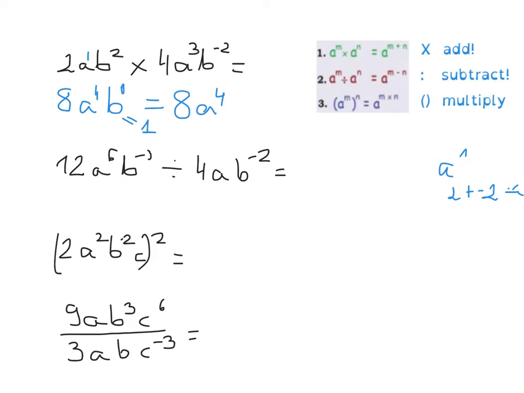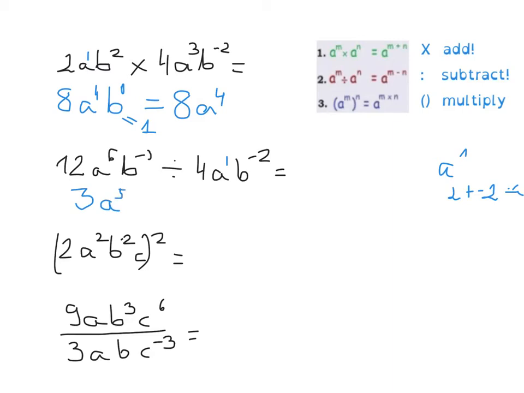If we look at the next question, we have 12a to the power of 6, b to the power of minus 3, divided by 4a, and let's write down 1 straight away, b to the power of minus 2. Again, numbers together and letters together, so we have 12 divided by 4, which is 3, and then we have a to the power of 6 by a to the power of 1, we have to take it away, so 6 minus 1 is 5, that is a to the power of 5.